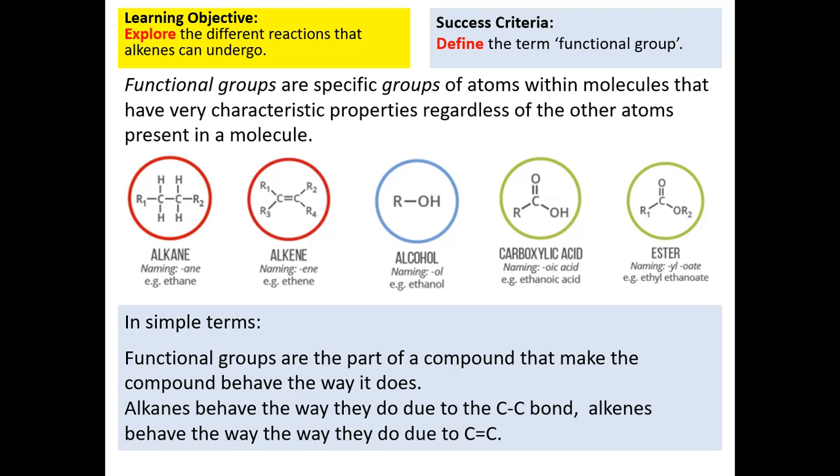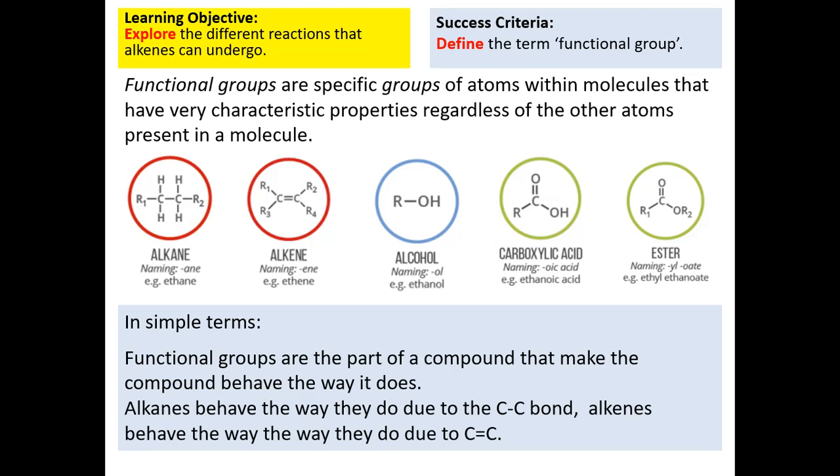Alcohols behave the way they do because they've got an OH on the end of their alkane instead of a hydrogen. Carboxylic acids, if you look at those, you can see that you've got a C double bonded to an oxygen and then an alcohol group to make this carboxylic acid. And an ester, which we'll move on to in a couple of lessons' time, it's got the C double bond O, just like a carboxylic acid does, but instead of having an OH, it's got an O and then another alkane joined on, which again changes the properties even further. So the functional group is the part of the compound that makes it behave the way that it does.